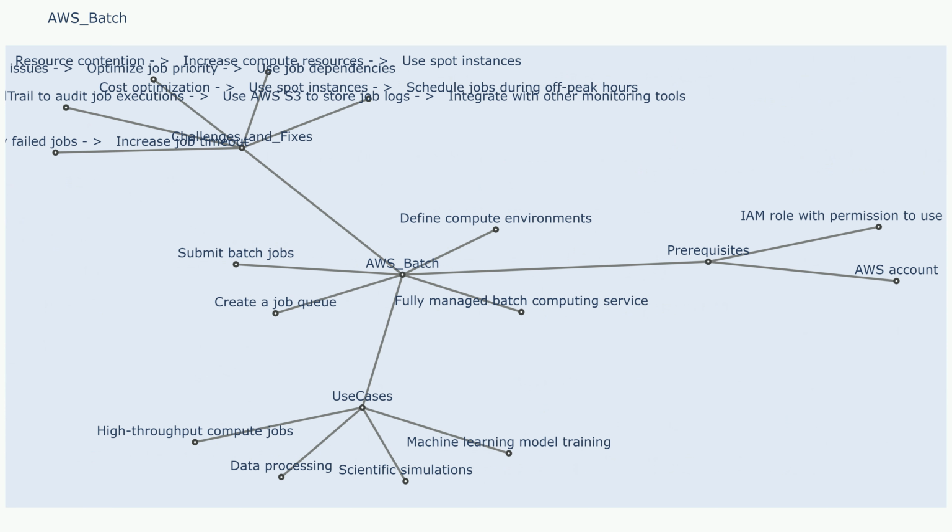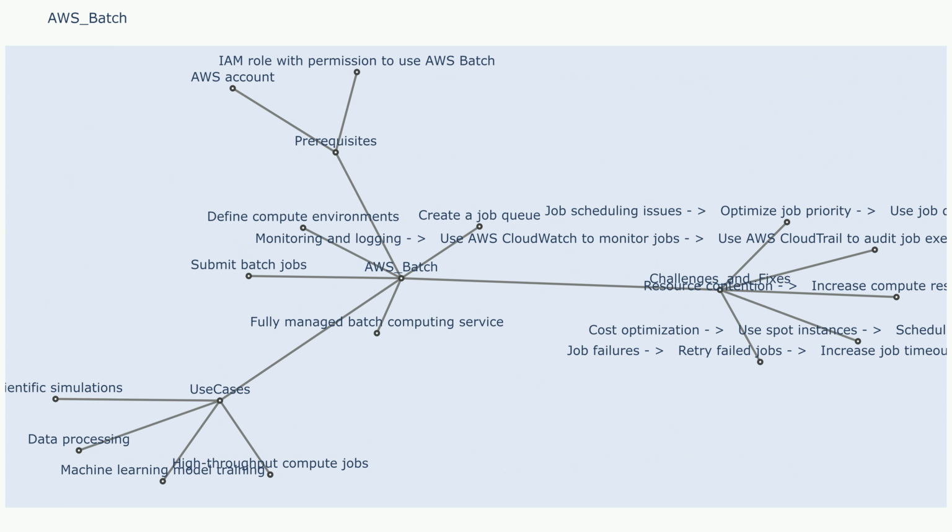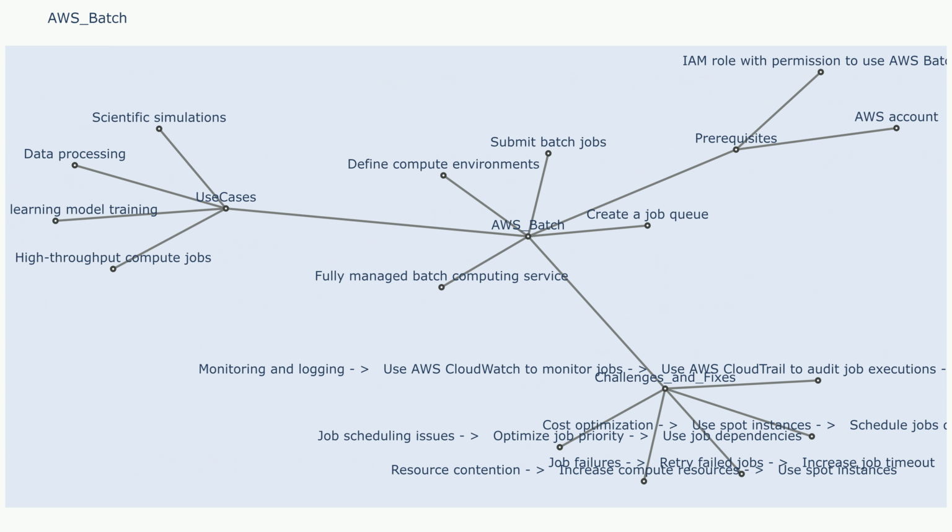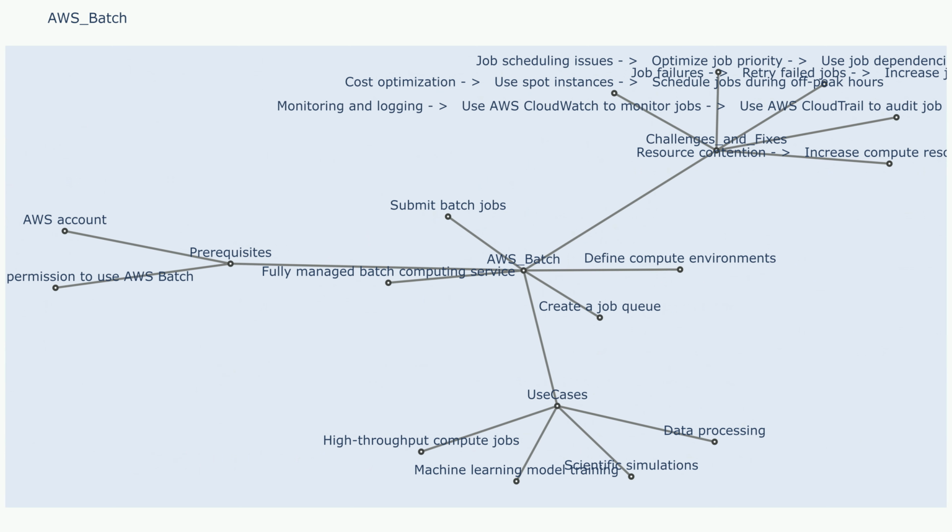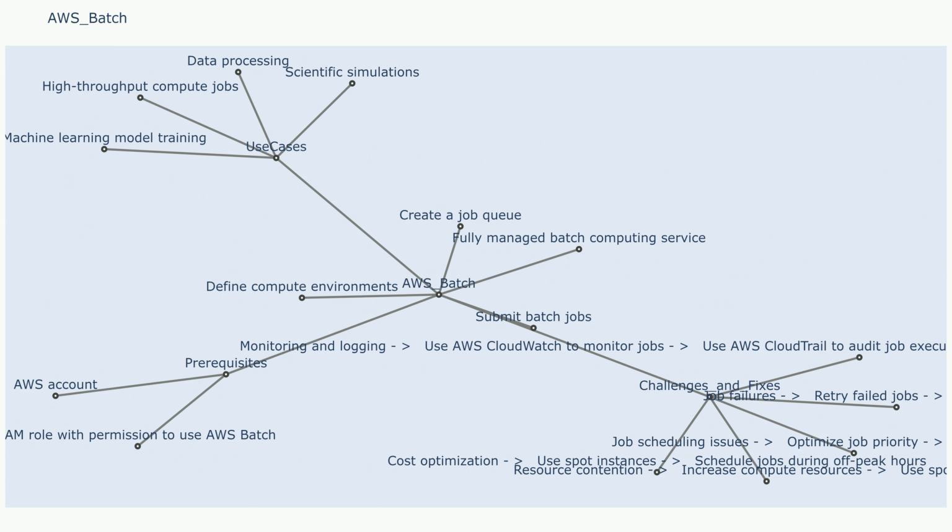Steps: create a job queue, define compute environments, submit batch jobs. Challenges and fixes. Job failures: retry failed jobs. Configure retry attempts in the job definition. Use AWS Batch's built-in retry mechanism. Implement custom retry logic in your job code.